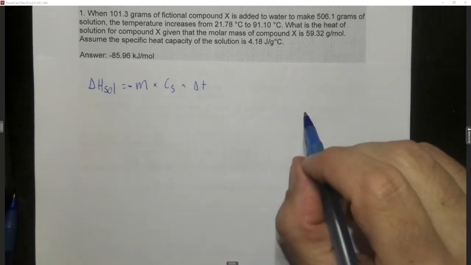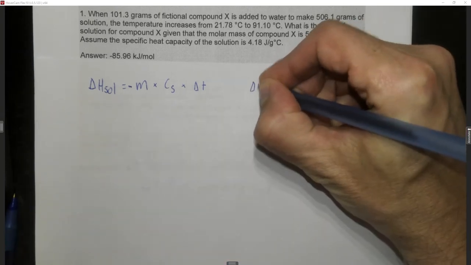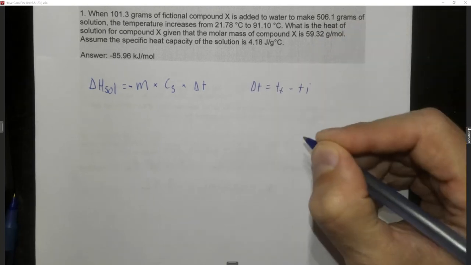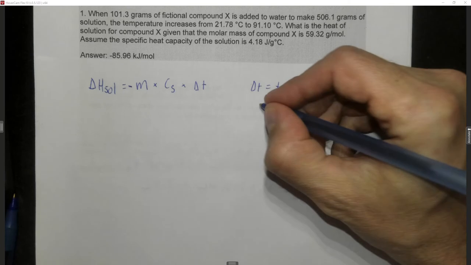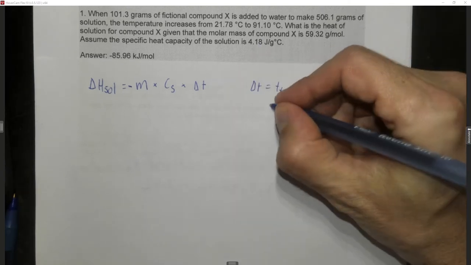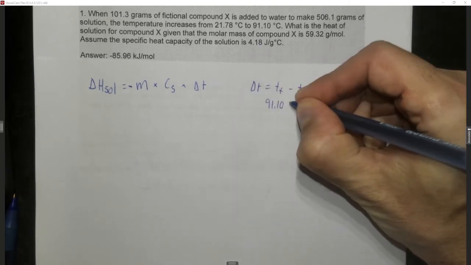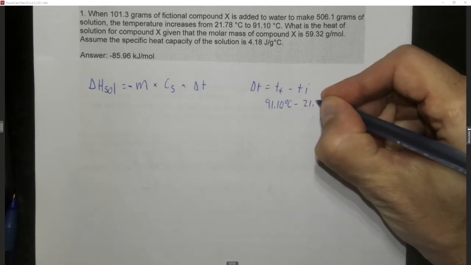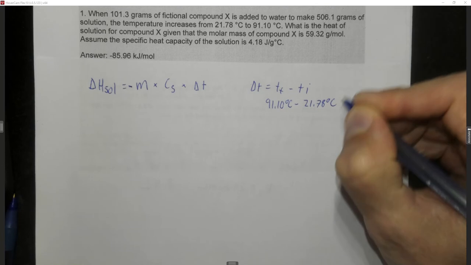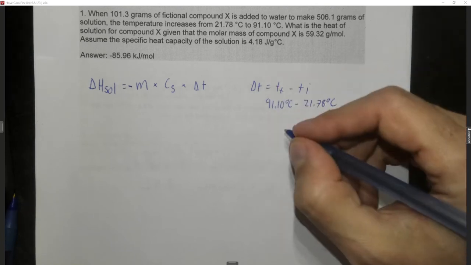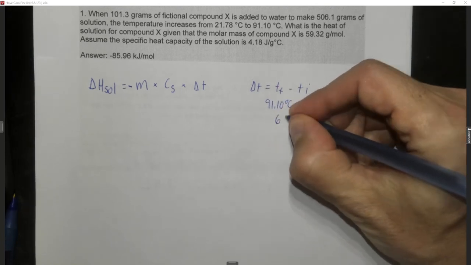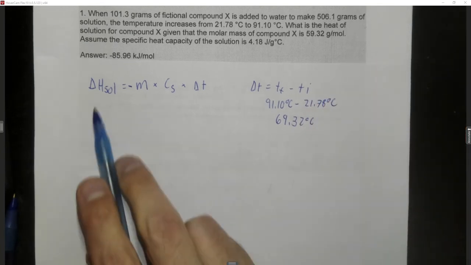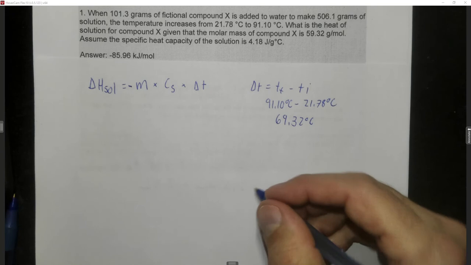Well, now we need to solve this thing. So the next thing we need to do is find delta T, which is T final minus T initial. In this particular example, our final temperature is 91.10 degrees C. Our initial temperature is 21.78 degrees C. And when we find the difference in temperature, the delta T, we find that it's 69.32 degrees C.